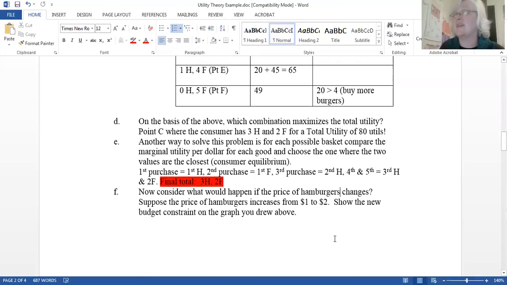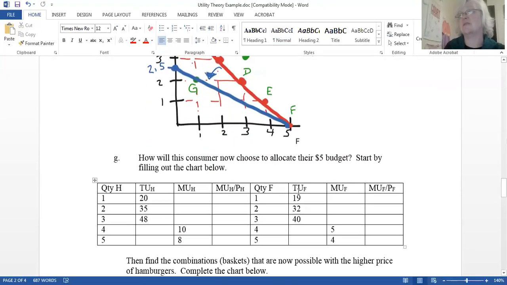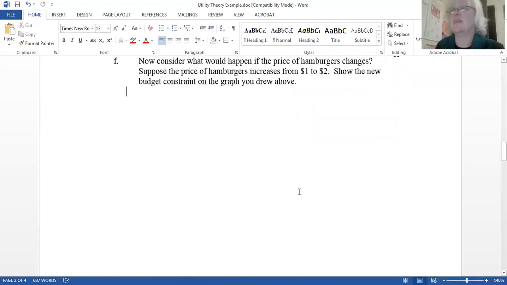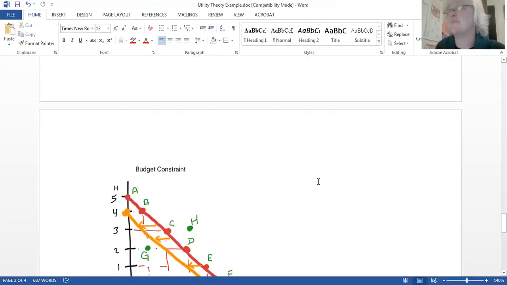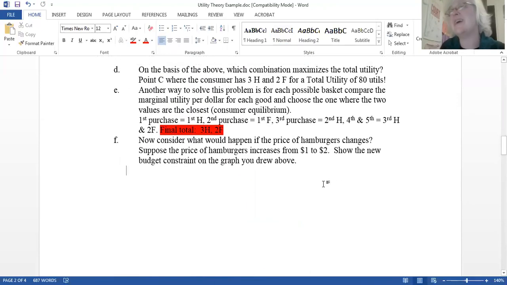All right, the next thing to think about now is what would happen if the price of the hamburgers changes. When there's a price change, what we want to know is how the consumer is going to change. I think because I was typing, I bumped everything onto different pages, but hang on. So now, what if the price of hamburgers changes? Suppose that our hamburgers now double from $1 to $2.